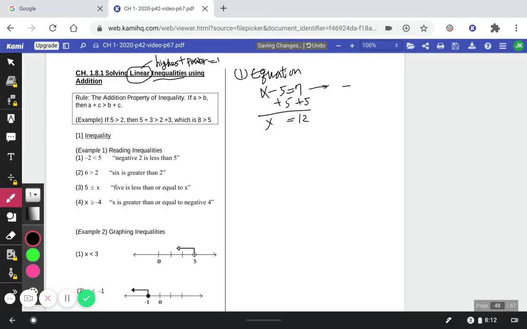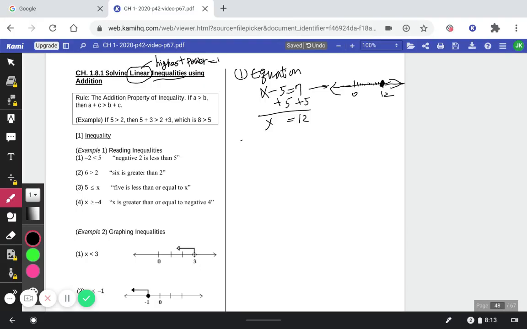So the value of x, if you draw it on a number line, is, let's say, here is 0 and 1, 2, 3, 4, 5, 6, 7, 8, 9, 10, 11, 12. Then you put the point there. So you have one answer for x in the equation. Equation means it has exactly one value.